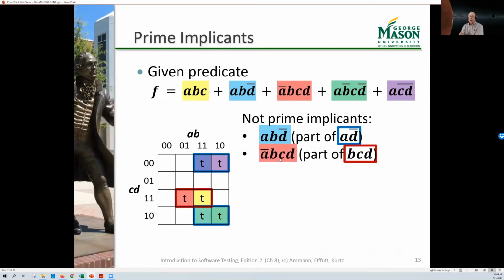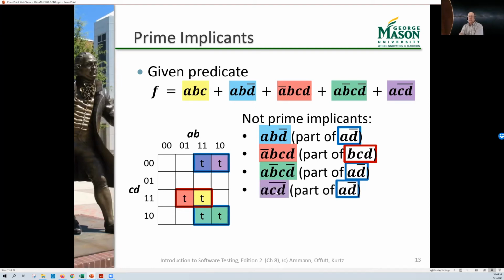If we look at not A, B, C, D, that's this red or pink cell here. That's not a prime implicant, because it's part of a bigger rectangle, BCD, this red rectangle. If we look at A not B, C not D, that was this corner. That's not a prime implicant, because it's part of this bigger 2 by 2 blue rectangle. And A not C not D, that's these 2 up here. That's not a prime implicant, because it's also part of this larger 2 by 2 rectangle outlined in blue. So all of those have proper subterms that are implicants.